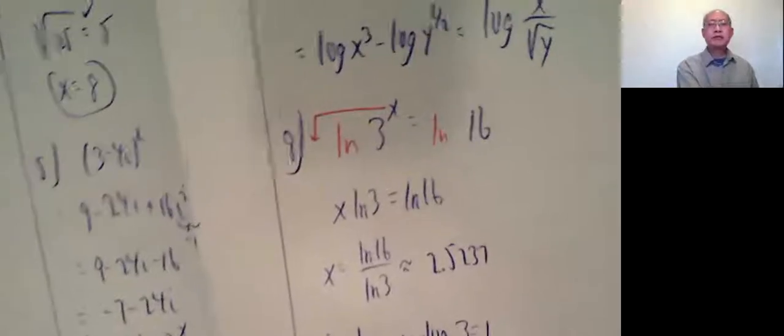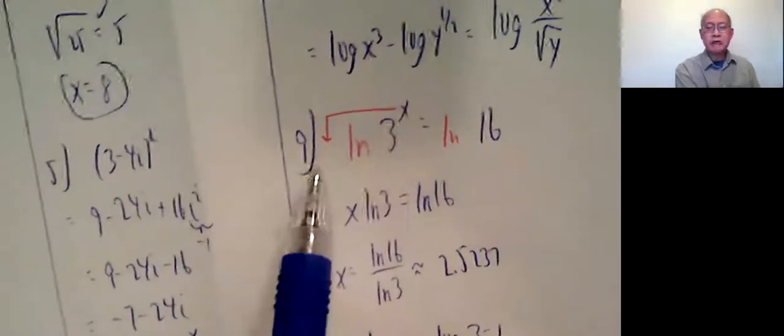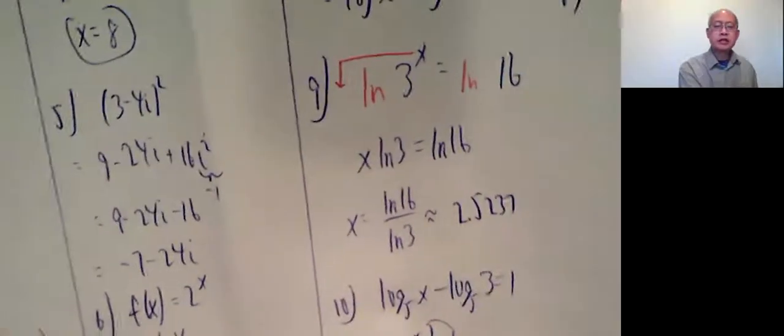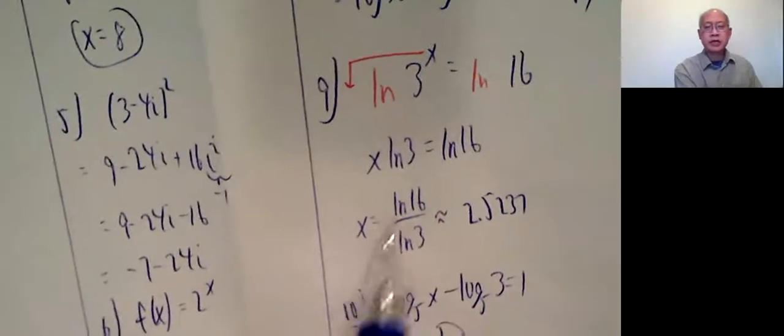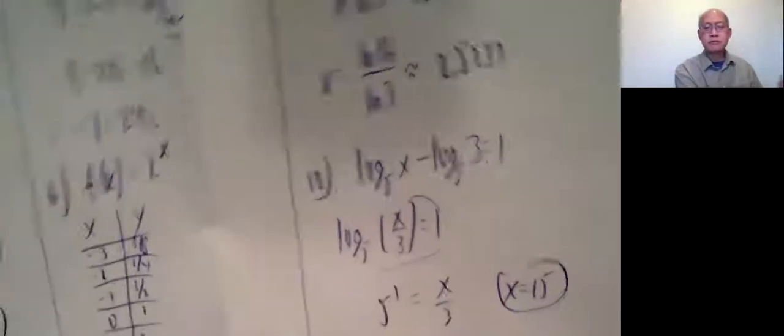Number 9, take the natural log of both sides. By doing that, from 3 to the x equals 16, x can come down in front. X natural log of 3 equals natural log of 16. Divide both sides by ln 3. So x is natural log of 16 divided by natural log of 3, which is approximately 2.5237.